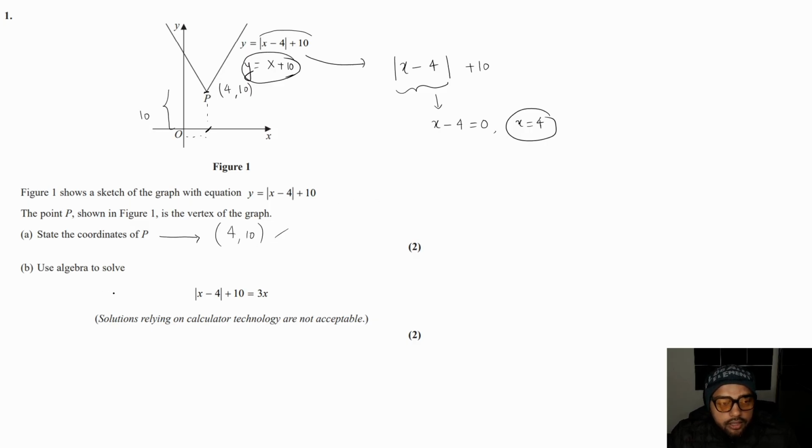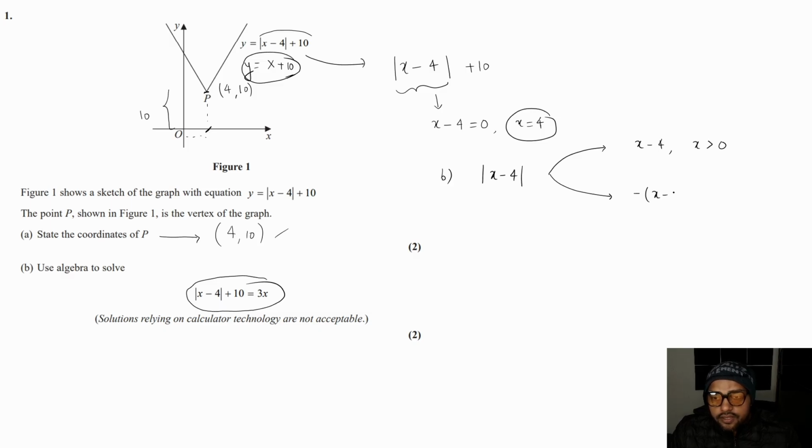Now, in the second part, they have asked that we need to solve this equation: modulus of x negative 4 plus 10 equals 3x. I'll solve it here for you. First, mod of x negative 4 will have two behaviors. First, it will be x negative 4 when x is greater than 0, and it will be negative of x negative 4 when x is less than 0. It means it will have a positive value and a negative value.